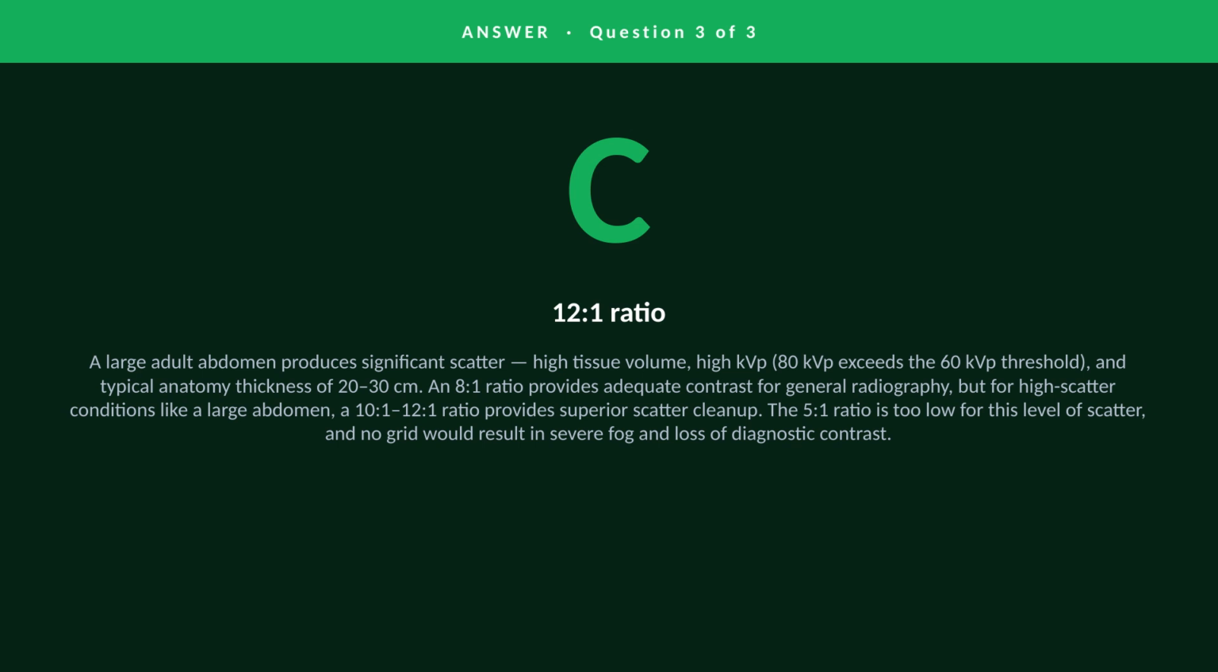A 5:1 ratio is too low. No grid at all would produce severe fog and loss of diagnostic contrast at 20 cm of abdomen thickness.